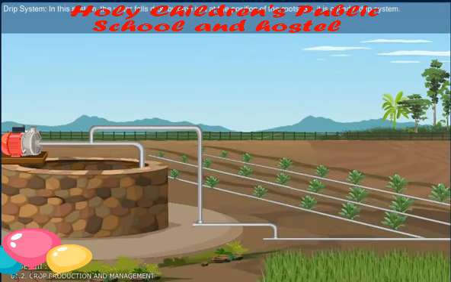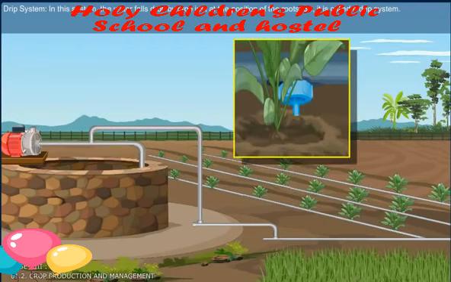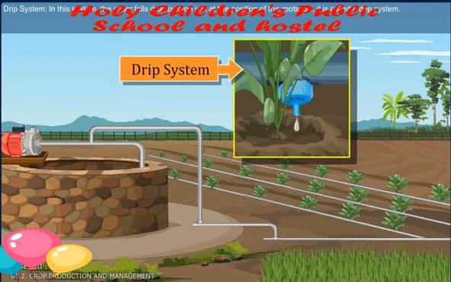Drip system. In this system, the water falls drop by drop just at the position of the root. So it is called drip system. It is the best technique for watering fruit plants, gardens and trees. The system provides water to plants drop by drop. Water is not wasted at all. It is a boon in regions where availability of water is poor.